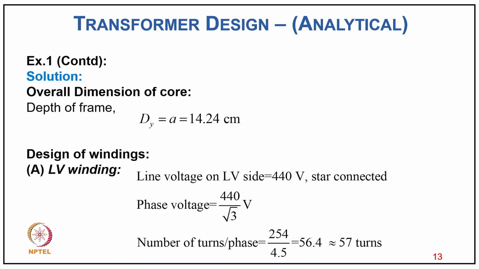So first let us take the low voltage winding. The line voltage on the LV side is 440 volt, star connected. Phase voltage now comes like the line voltage divided by root 3, that's 440 divided by root 3 volt, and the number of turns per phase will be that, but volts per turn is given as 4.5, so 254 by 4.5, it comes 56.4, that we can round off to 57 turns.